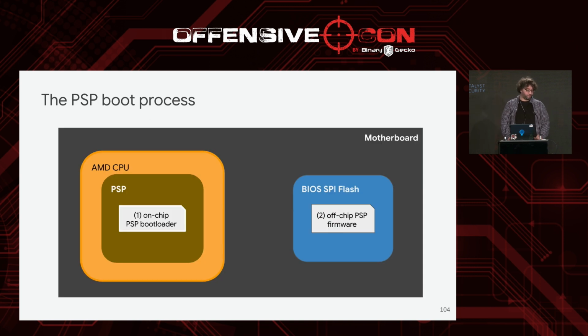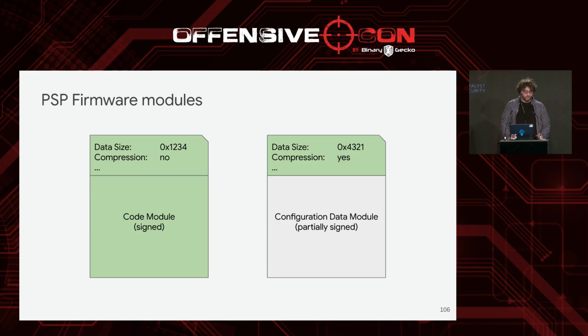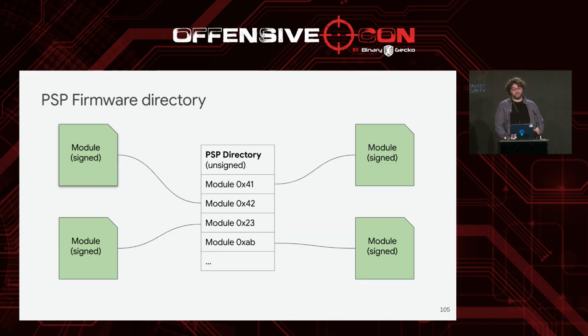How does a PSP boot? It has an embedded on-chip bootloader that is responsible for loading further firmware from the SPI flash that's embedded on the motherboard, where also the BIOS is stored. This firmware is organized using a directory. This directory is not signed. It contains a list of PSP firmware modules that the PSP might be interested in loading. It includes the location of the module in the SPI flash and some identifier of it. The modules are individually signed. The PSP directory is not signed.